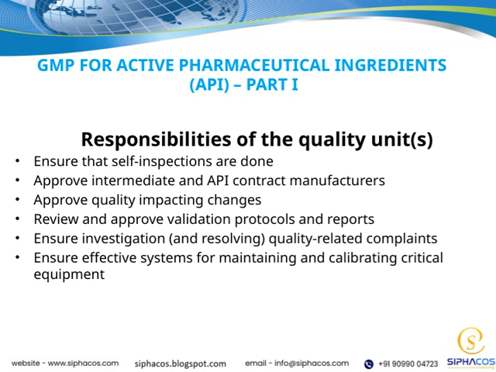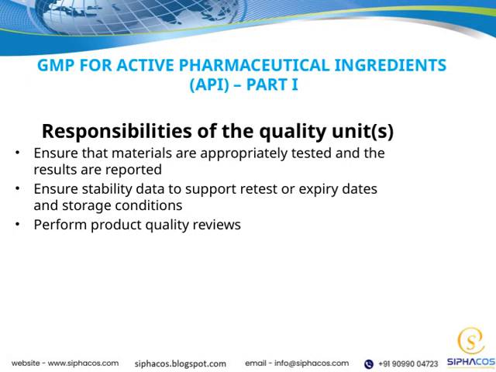All of these responsibilities come together to support GMP for active pharmaceutical ingredients, ensuring that every step upholds the highest quality standards. Now, let's look at the key responsibilities of the quality unit. First, it's essential that they ensure materials are appropriately tested. This means verifying that every batch meets the required quality standards before moving forward.